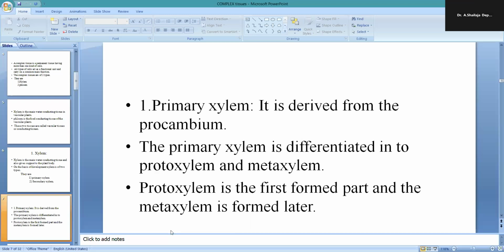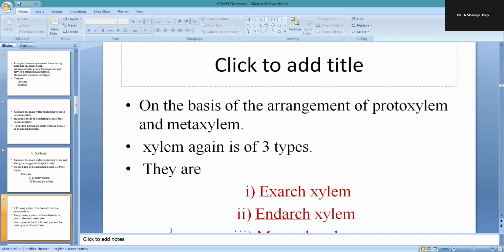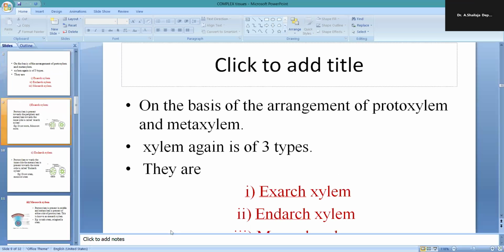Protoxylem is the first formed part and the metaxylem is formed later. That is the protoxylem and metaxylem. On the basis of arrangement of protoxylem and metaxylem, xylem is again of three types. So on the basis of origin, xylem is two types, that is protoxylem and metaxylem.